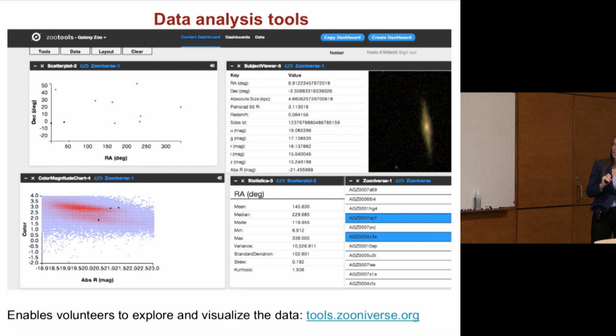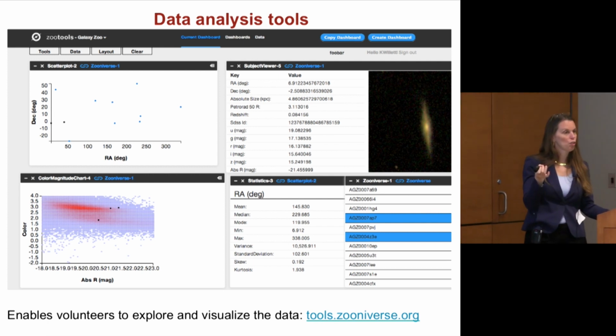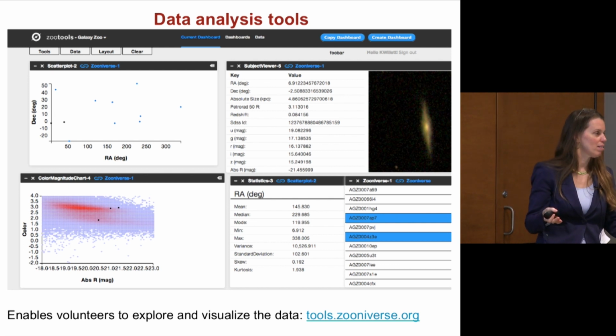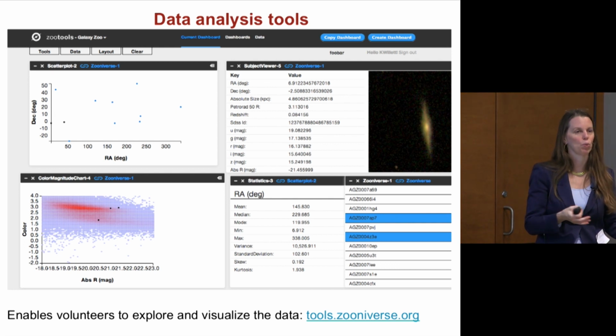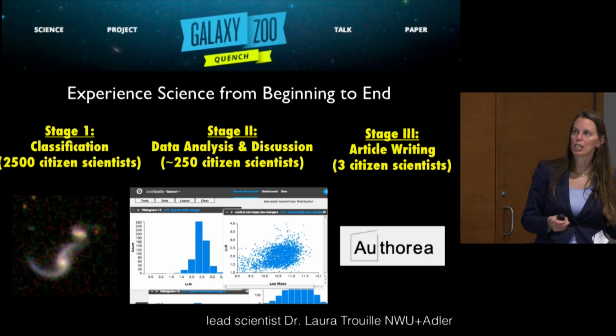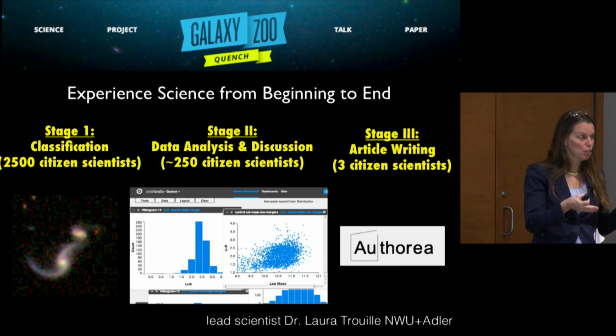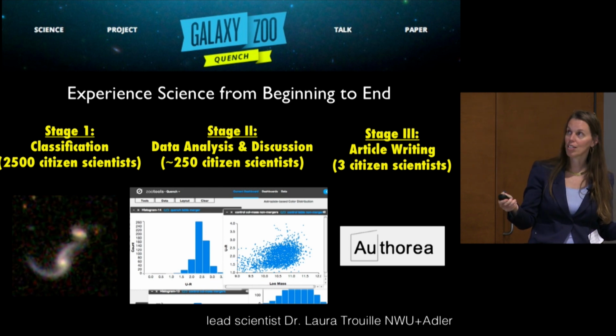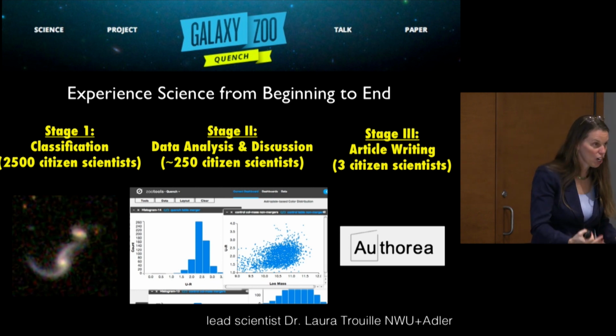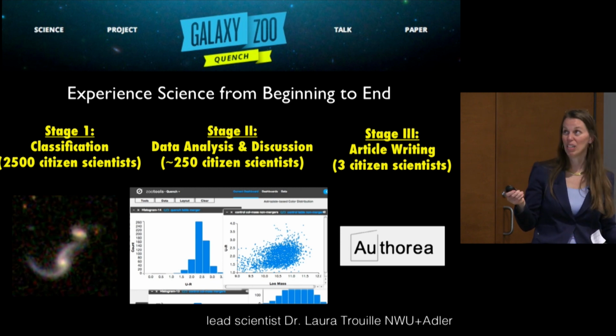There are several data analysis tools that have been developed for several of the projects, which allow the more advanced users to help make discoveries. Basic plotting and histogramming tools and mapping tools and things like that. Those tools have been used in a project called Galaxy Zoo Quench, where the public has been involved from defining the research problem, classifications, the data analysis and discussion with the tools, and then actually writing the article for publication. So this was really, really ambitious.